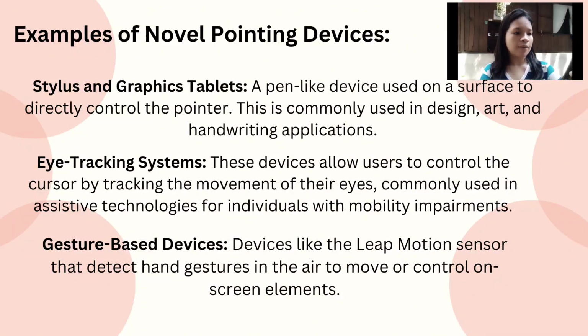Second, eye tracking systems. This device allows users to control the cursor by tracking the movement of their eyes, commonly used in assistive technologies for individuals with mobility impairments. Third, gesture-based devices, like the Leap Motion sensor, that detect hand gestures in the air to move or control on-screen elements.